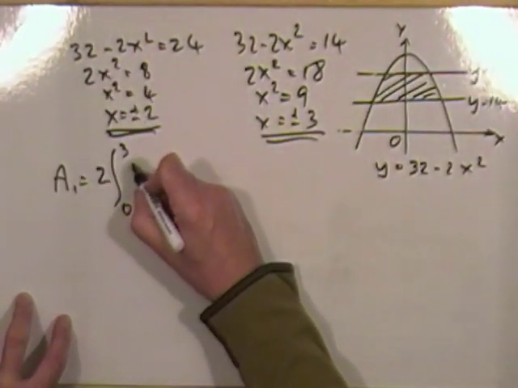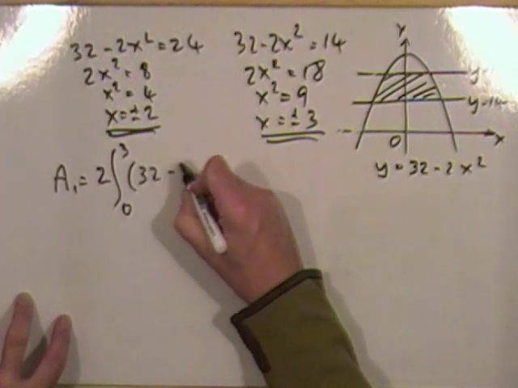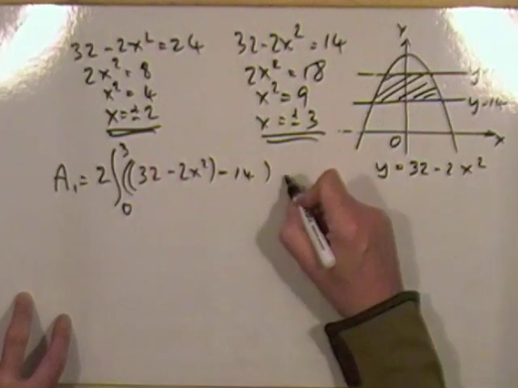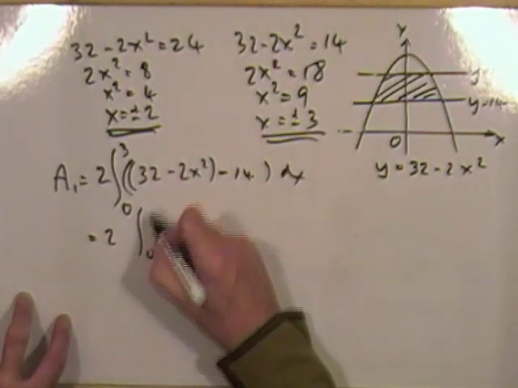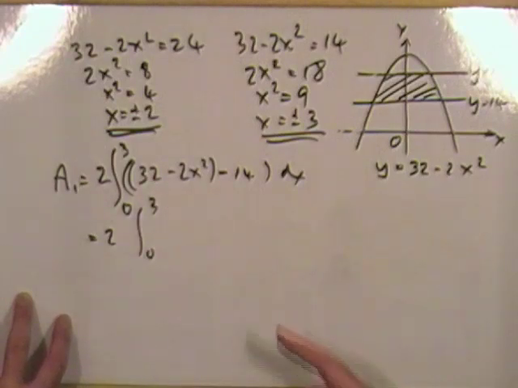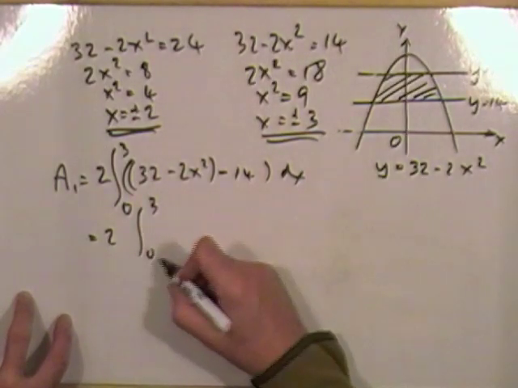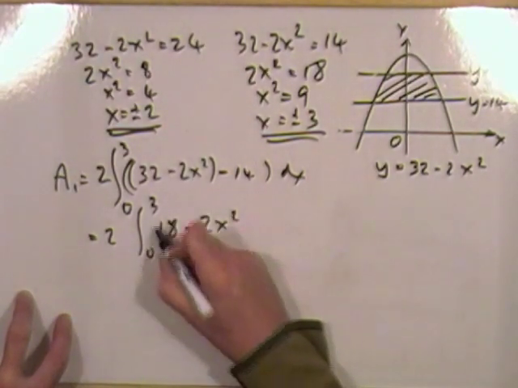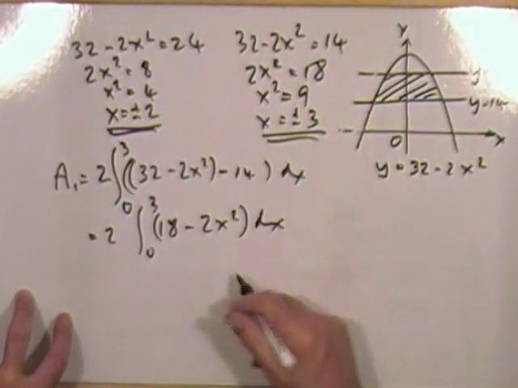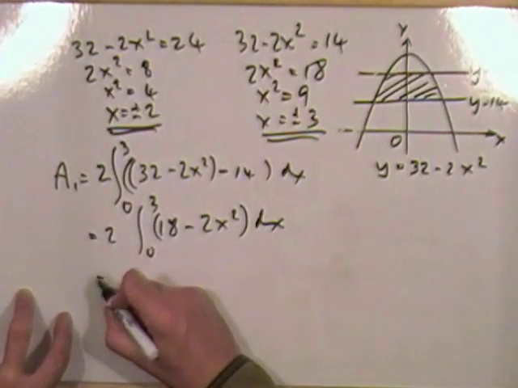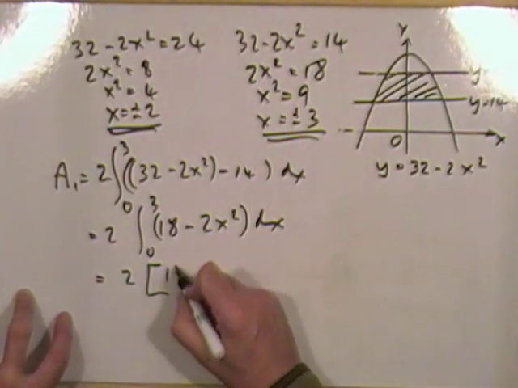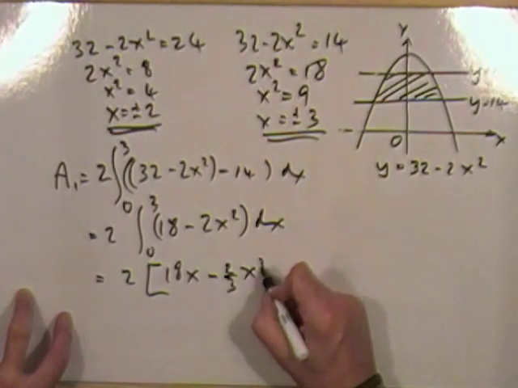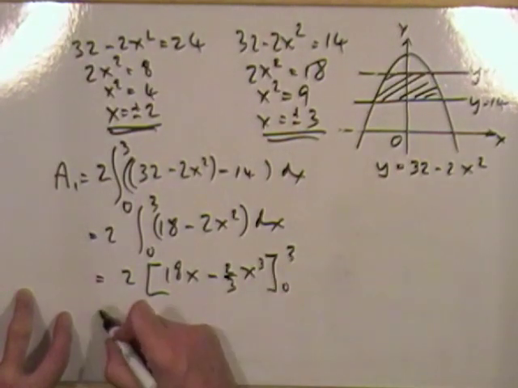So the top curve being the 32 minus 2x squared, minus the bottom one being the 14, all of that dx. So it's 2 times the integral, just to sort that out, although we had that before. Taking that part away is 18 minus 2x squared dx. There's another 2 I could have taken out, but I've written it now. So it's going to be 2 times, and that'll go to 18x minus, up to 3 divided by 3, 2/3 of x cubed, going from 0 to 3.